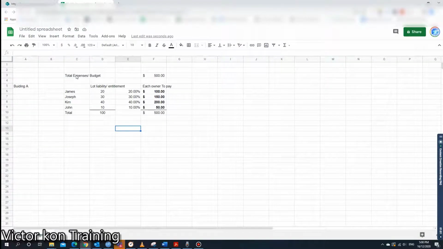Now let's say the total expenses and budget is $500. This includes gardening, common areas, water, a bit of housekeeping, nothing major. So in a year it's only $500, nothing more to pay. Now you say, all right, how much should I be paying? James will be paying this divided by this, basic maths, $100 a year for the expenses. That's their contribution. Joseph will be paying $150, Kim will be paying $200, and John will be paying $50. So in total, it makes up the budget of $500.